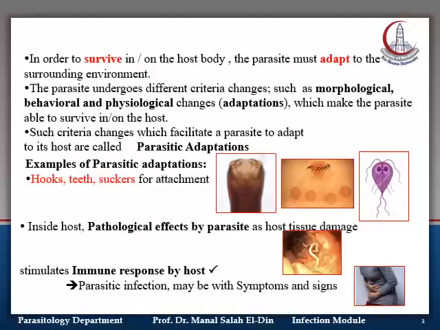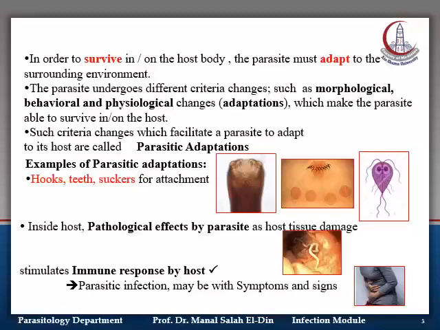Just an example, the parasite has hooks. You can see in these three figures, there are teeth in the first one, and then hooks in the middle one, and then suckers for attachment in the third one. Okay, these are examples of parasitic adaptation. It changes its morphology to have teeth or hooks or suckers in order to be able to attach to its host.